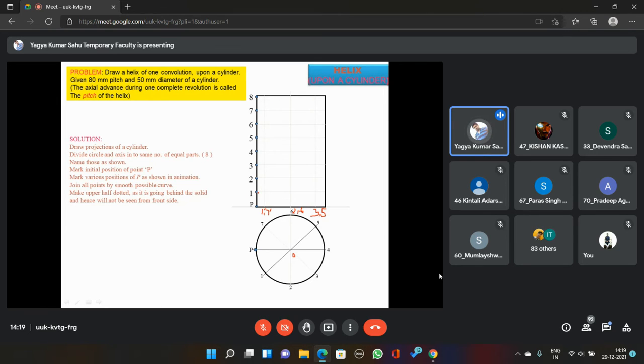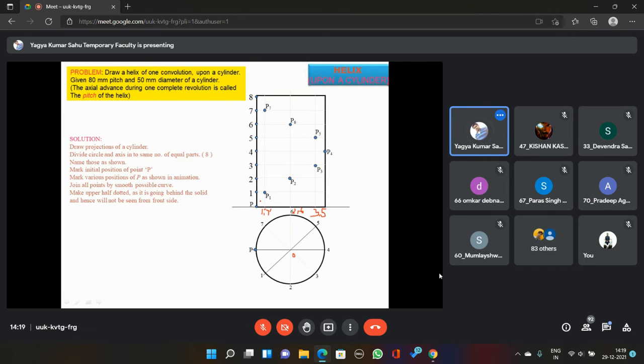Find out the intersection of the horizontal line passing from 1 in the front view to the vertical line passing from 1 in the top view. You'll get a point P1. Similarly, the intersection of 2 cross 2 gives point P2, 3 cross 3 gives point P3, then P4, P5, 6, 7, 8. Write down the name of all the points.